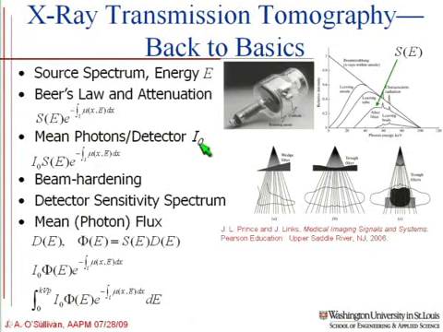I'll use I naught to denote the total mean number of photons per detector. So this S of E is normalized to integrate to 1. There's a detector sensitivity spectrum, which I'll denote by D of E, and so phi of E in my notation will be this source spectrum times this detector sensitivity spectrum. So the mean number of photons incident on a particular detector is given by this formula here, I naught times phi of E times e to the minus the line integral through the attenuation function. And then the total signal at a detector is just the integral of that over all energies up to the kVp.